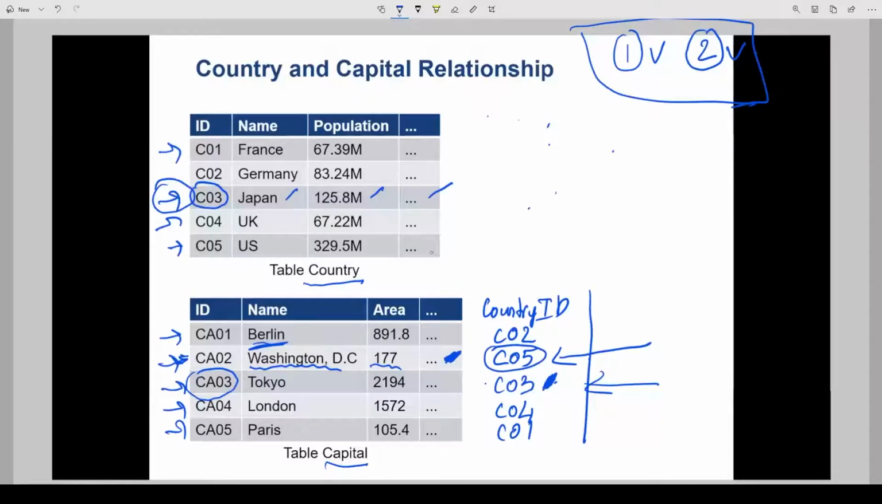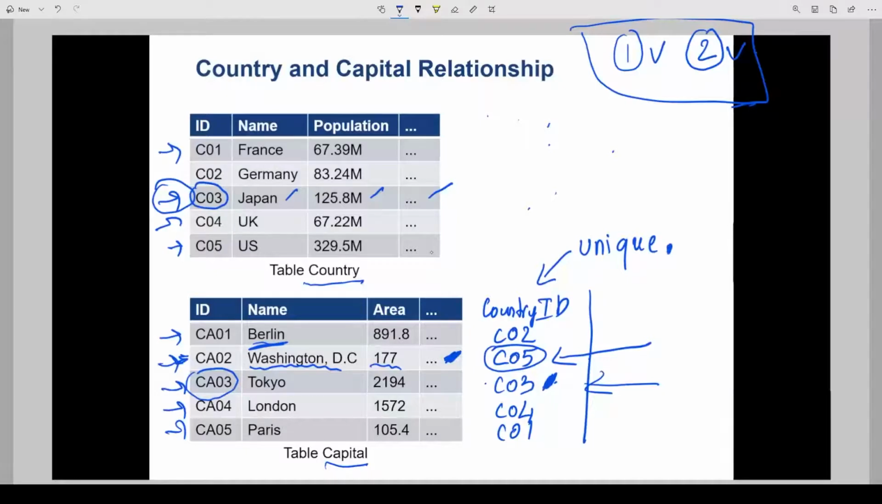So what is the difference between one-to-one and one-to-many? Because in one-to-many, we can also add the foreign key into the many table, right? So the only difference is that this one has to be unique too. In one-to-many, the foreign key is not unique, but in one-to-one, this has to be unique.